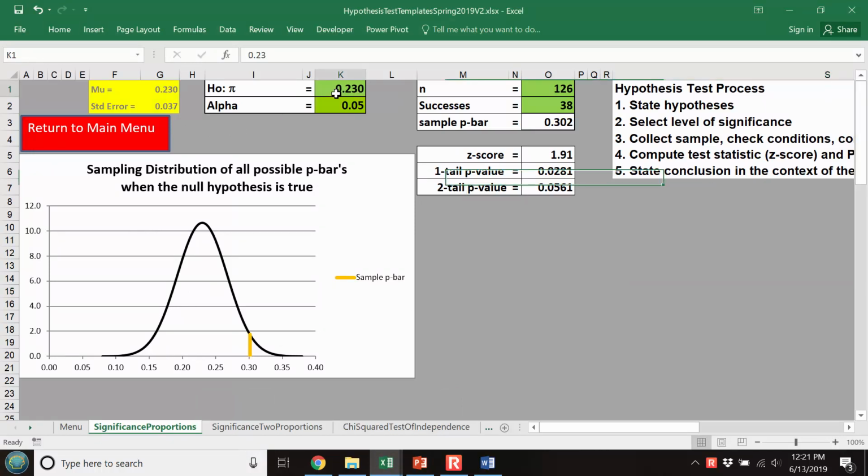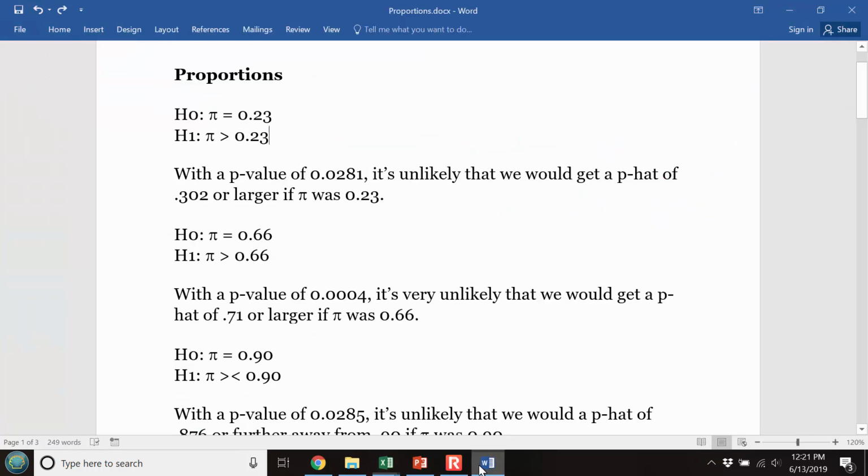The null hypothesis, pi, is 23%. We had 126 cars, 38 were uninsured. That's 30.2% uninsured. And our p-value was 2.81%. And we didn't really do anything with that other than say, well, that sounds unlikely. Well, unfortunately, we do have to make a conclusion.